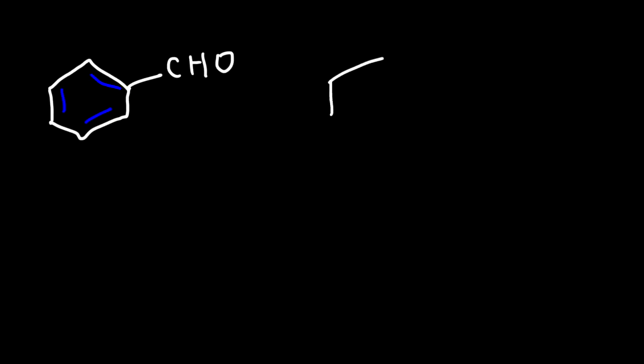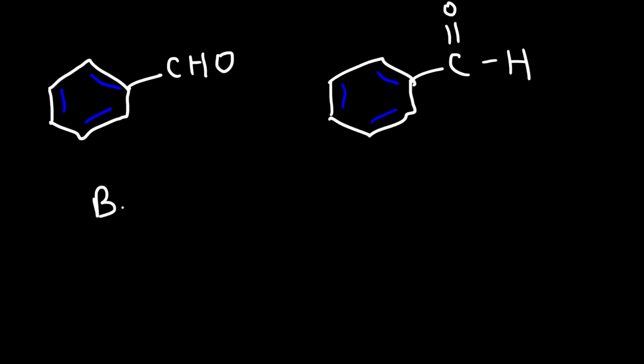Now let's move on to our next example. What is the name of this molecule? What's the parent name? Now we can also write it like this too. So instead of CHO, it's going to be C with a double bond O and a hydrogen attached to it. So we have a benzene ring and an aldehyde functional group. So this is going to be called, instead of benzene, benzaldehyde.